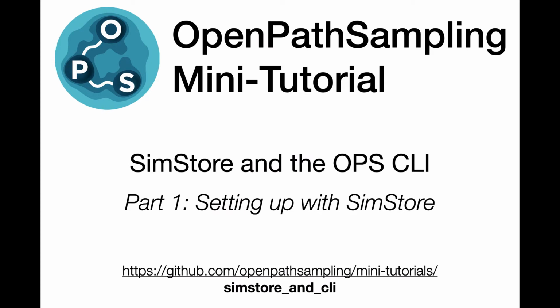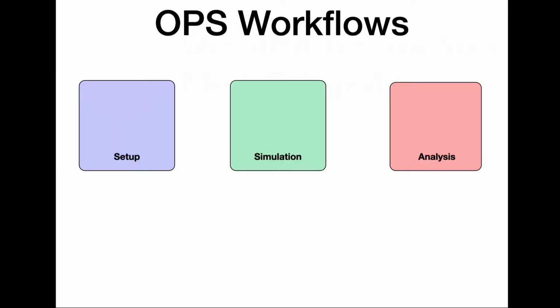In today's mini tutorial, I'm going to tell you about SimStore, our new subsystem for storage, and about the OpenPath Sampling Command Line Interface. All of this information is available online in our mini tutorials repository in the directory SimStore and CLI. This is the first part of a three-part series, and this one is going to focus specifically on getting your simulation set up using SimStore.